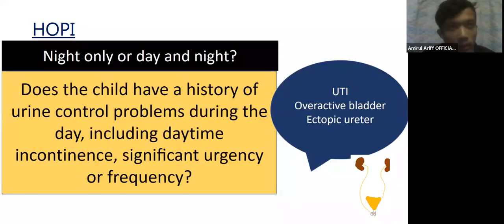In history as well, it is important for us to look for the possible cause that leads to enuresis in the child. For example, you need to ask whether the urinary incontinence happens at night only or day and night. If the child has a history of urine control problems during the day, including daytime incontinence, significant urgency and frequency, this may suggest that the patient has UTI, overactive bladder or ectopic ureter. Next.